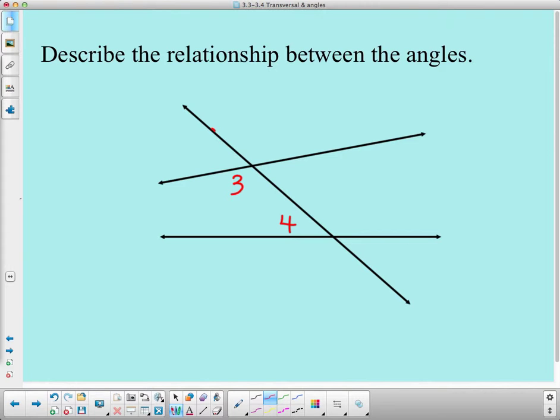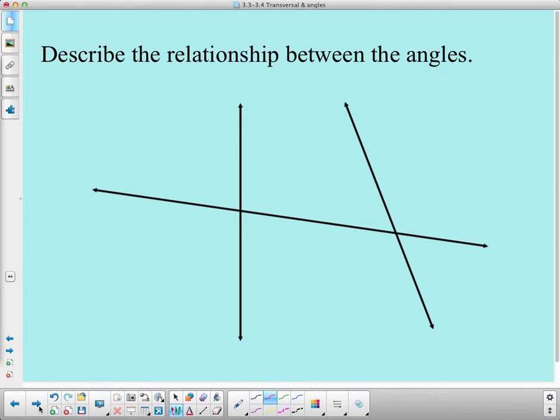Jamie, you got an idea? All right, all the ones that I saw were correct: same side interior angles. Here's the transversal, Jamie. They are on the same side. Whether they're interior or exterior, this is the space that's between the two lines. Notice angle 3 and 4 are both inside there. So they are some kind of interior angles, and they were on the same side of the transversal.